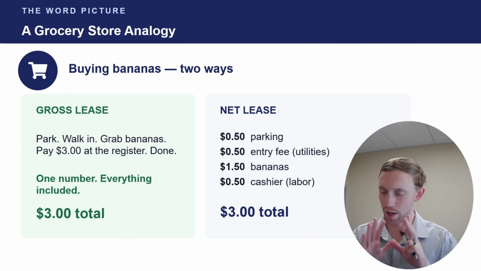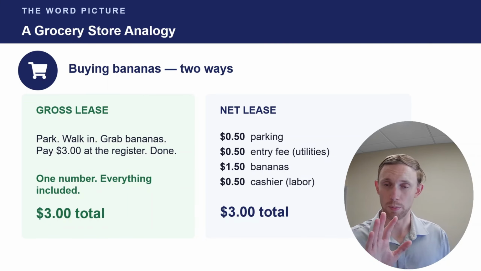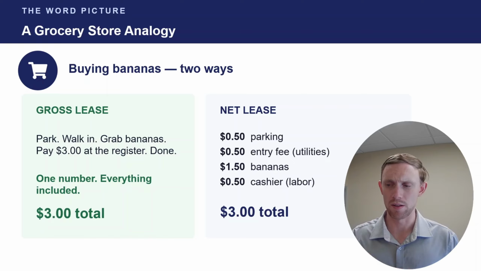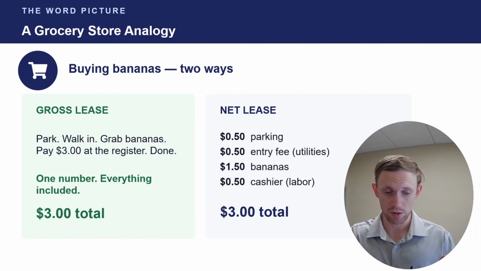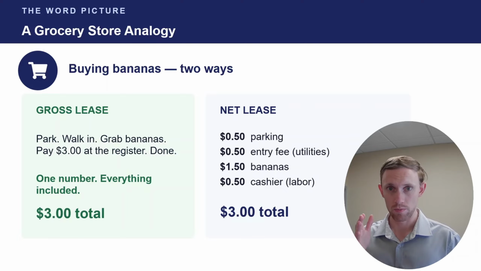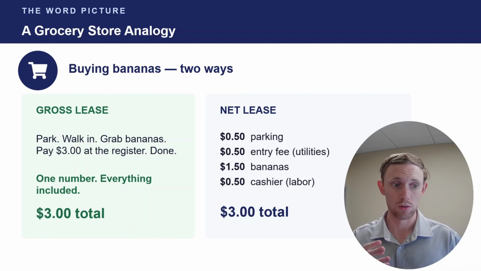So to try and explain that better, let's just talk about a quick analogy. Let's say you're going to the store, buying a bunch of bananas. In the gross lease scenario, you park at the store, you walk into the store, you grab the bananas, you go check out at the register, and you pay $3 total. That's your total cost. You paid one number.